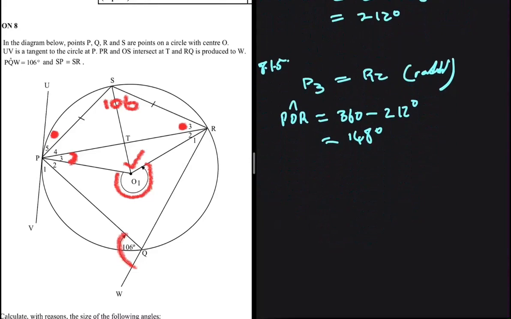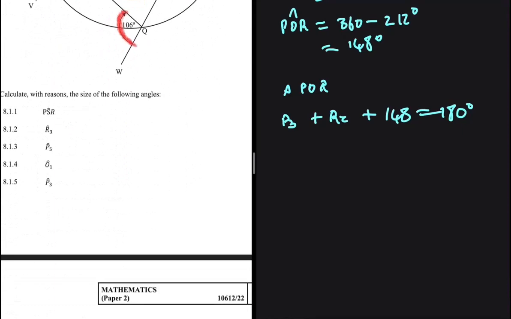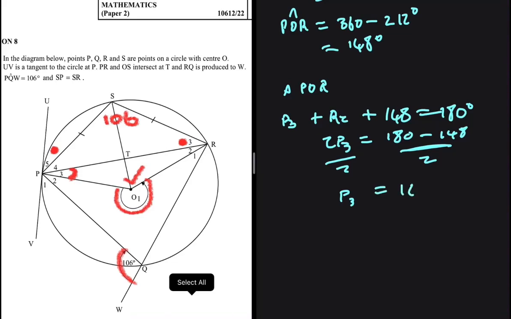That is 148 degrees. Now in triangle POR, we can say that P3 plus R2 plus 148 is equal to 180 degrees. But P3 is equal to R2. So we can go ahead and say that 2 P3 is equal to 180 minus 148. We divide both sides by 2, and P3 should be equal to 32 divided by 2, which is 16 degrees.